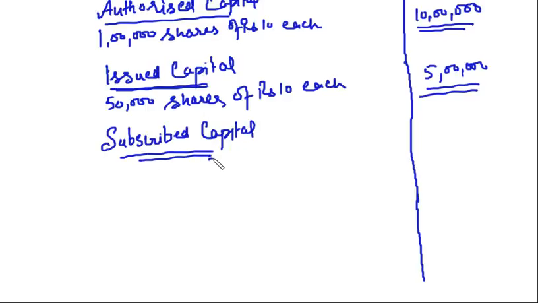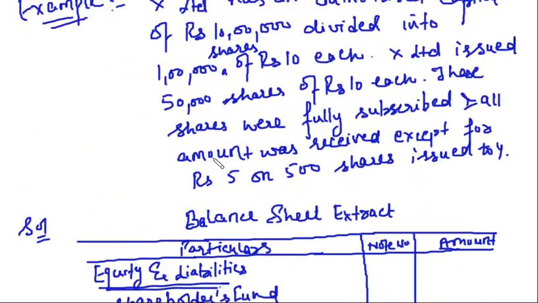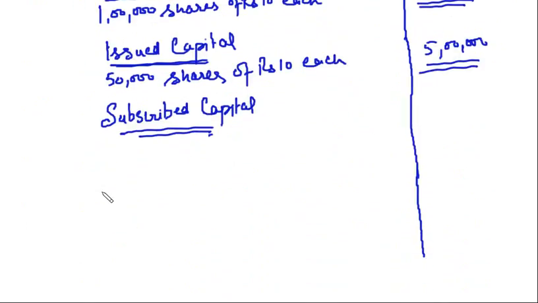Subscribed capital. Now you can see he says 50,000 shares were issued and all were subscribed. Clear? That means people have bought 50,000 shares of rupees 10 each. And how much amount we should receive? 5 lakh rupees. But he says on 500 shares, rupees 5 is still to be received. We called for rupees 10. On 500 shares, we received only rupees 5 and not rupees 10.